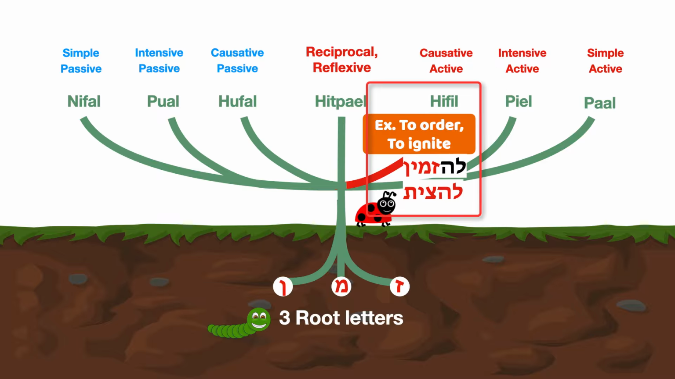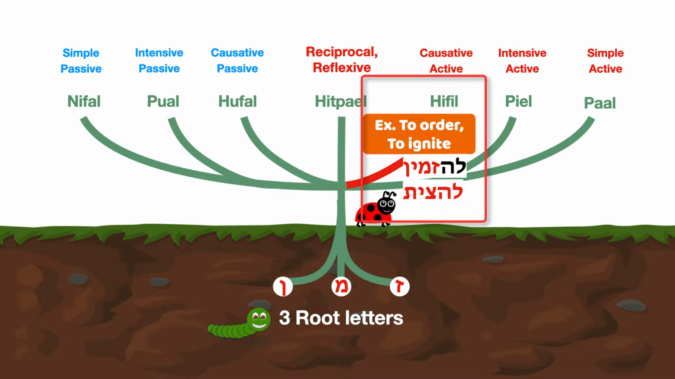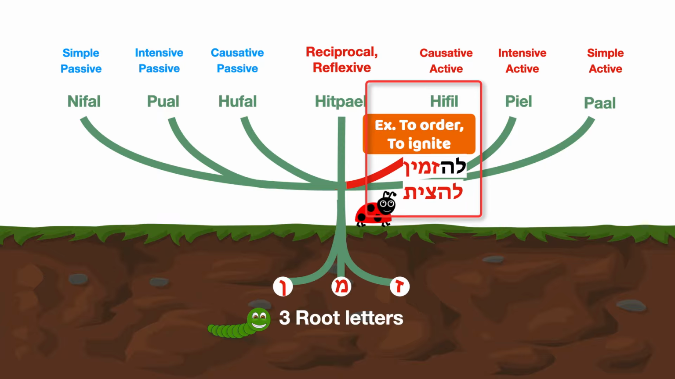Now we're getting closer to the center. So we're seeing verbs that are more and more descriptive of actions that involve other persons or things. This is the case of Hephil verbs. Hephil verbs have a notion of an active cause and effect. The general rule to form the infinitive form of a Hephil verb is to add the prefix leha.